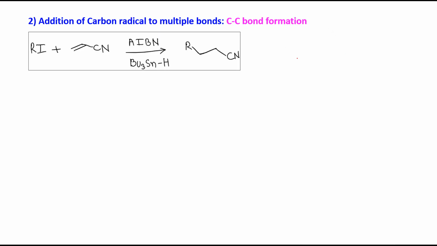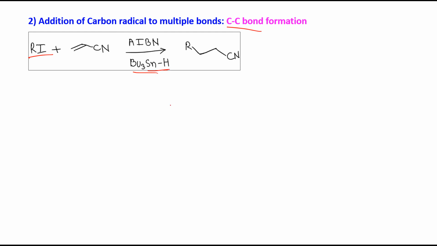Okay. Next we will see addition of carbon radical to multiple bonds. Now when a carbon radical is adding to a carbon-carbon multiple bond, obviously a new carbon-carbon bond will be formed. So here we can see we have R, this R may be any alkyl group, and we have a C=C double bond with a substituent CN. Now AIBN we have taken in full structure, it is already shown in the previous videos, and we have also taken this molecule Bu3SnH. Why is this molecule taken? When we see the mechanism, it will be clear.